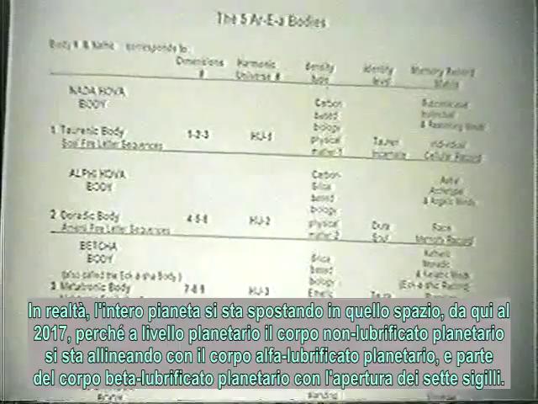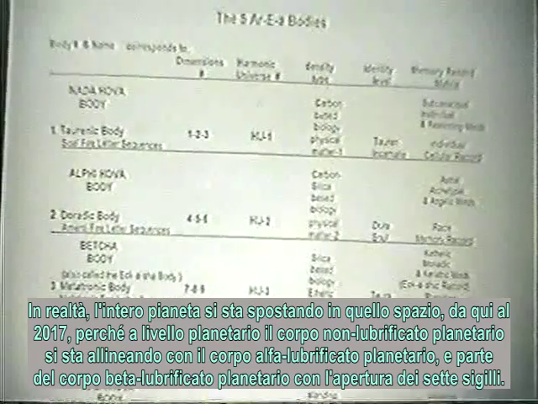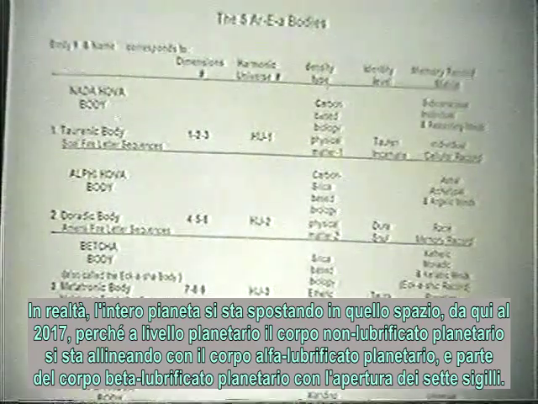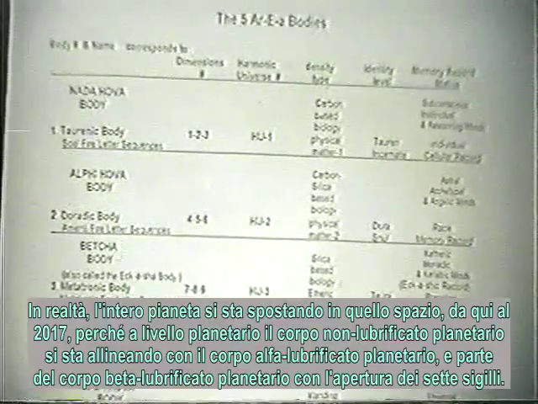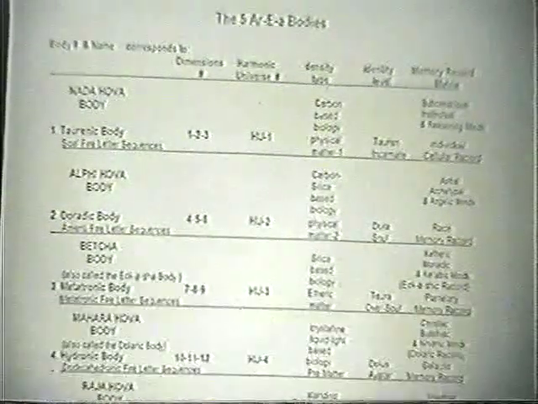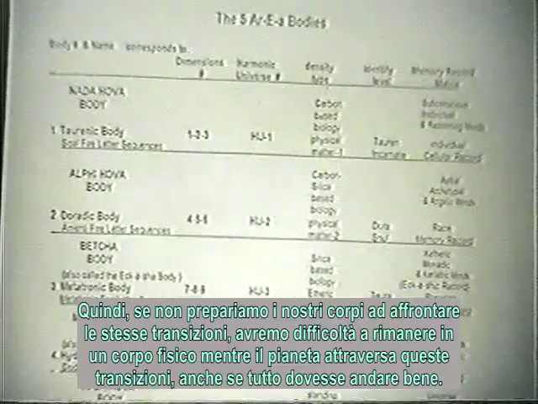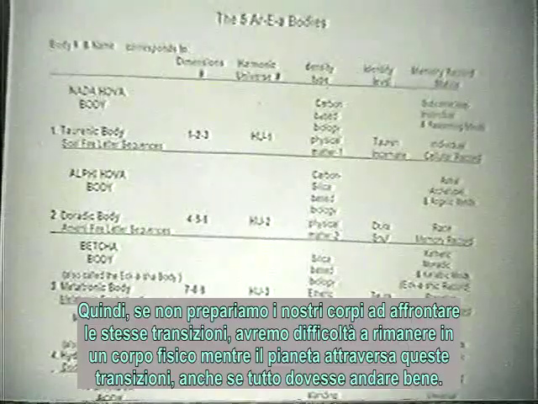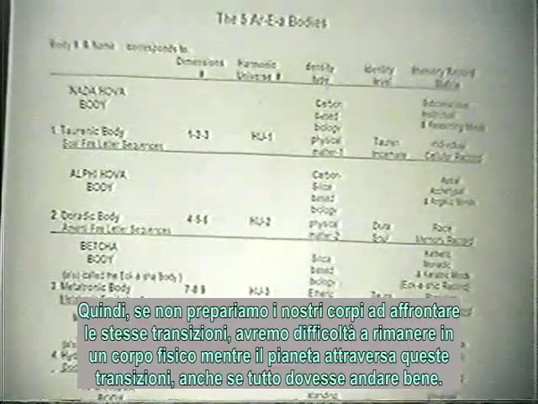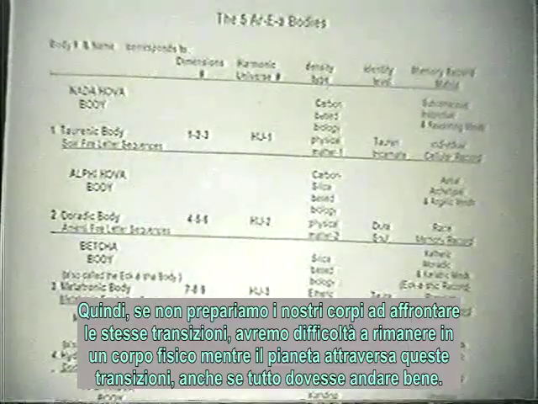Actually, the whole planet is going into that space between now and 2017. Because on the planetary level, the planetary Nada-Huga body is blending with the planetary Alpha-Huga body and part of the planetary Beta-Huga body with the opening of the 7 seals. So if we don't get our bodies ready to handle the same transitions, we're going to have a hard time staying in a physical body while the planet moves through these transitions, even if it goes well.